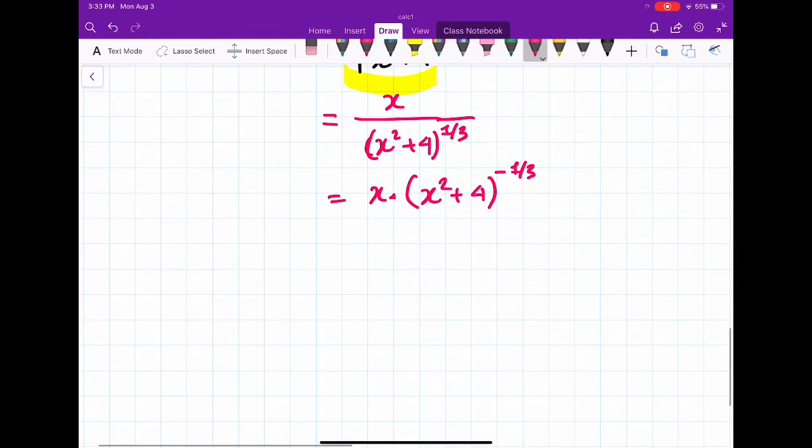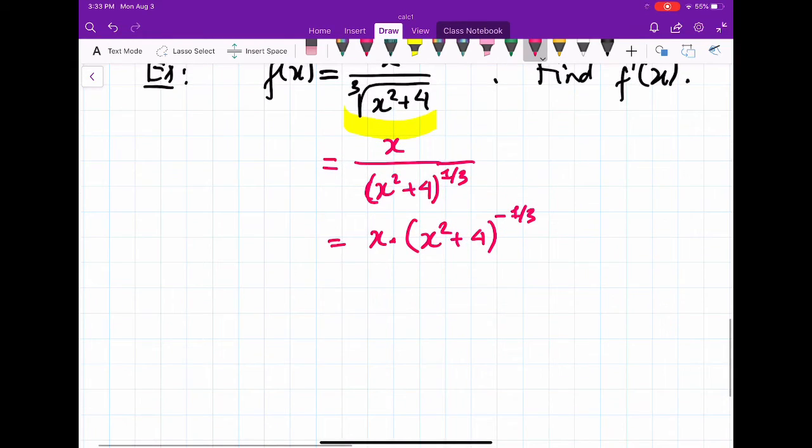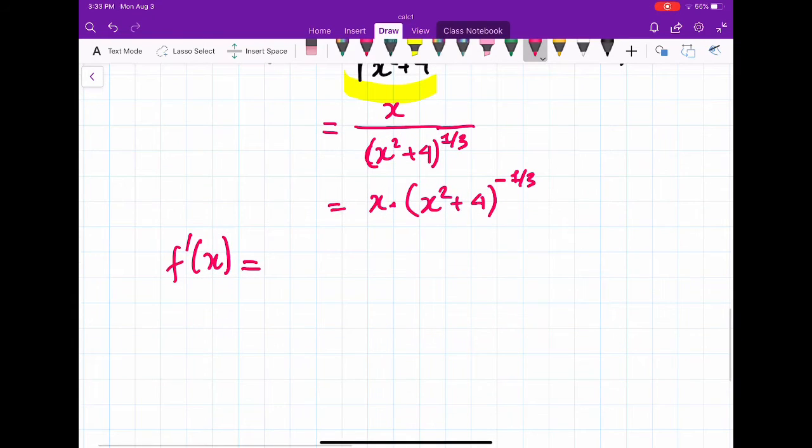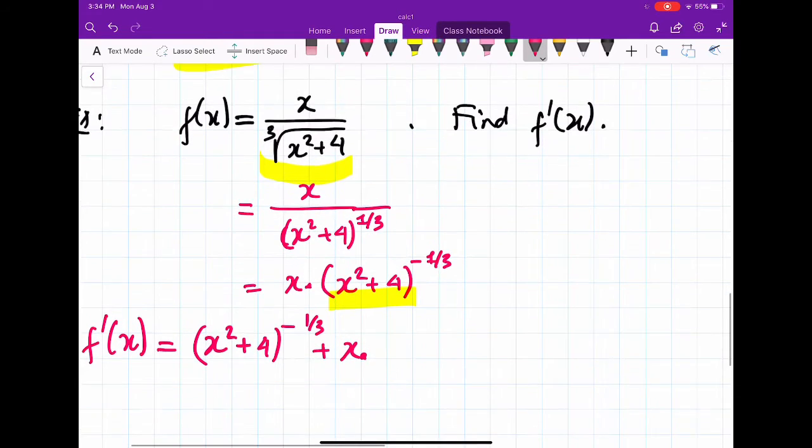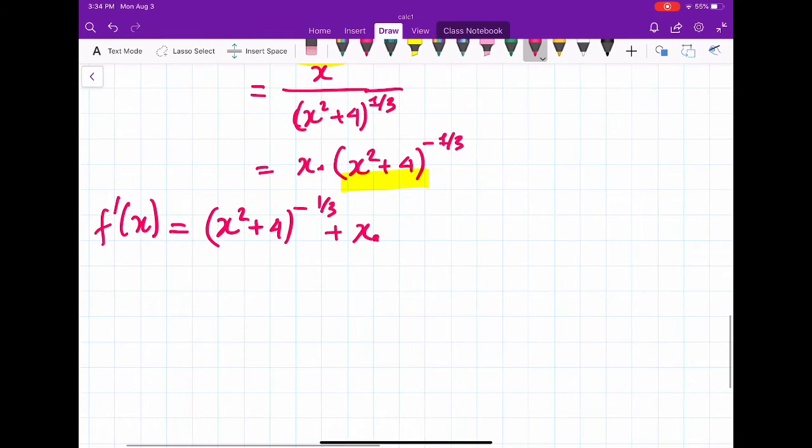All right. So from here, I can find f prime equal to the derivative of x, which is 1, so I don't write it. I write x squared plus 4 to the negative 1/3, right? Plus x. Now I use the chain rule for this function. I will not do it in detail like the previous example. If you want, please check that, okay? So I use the chain rule right here. First, I use the chain rule for the power function, right?